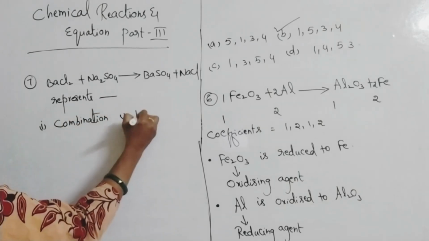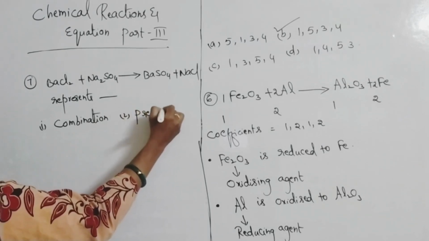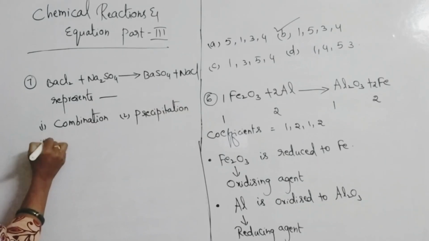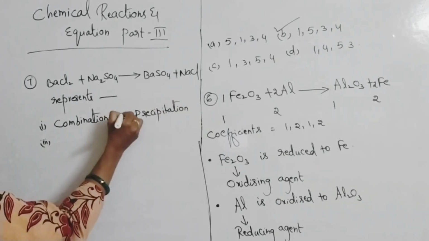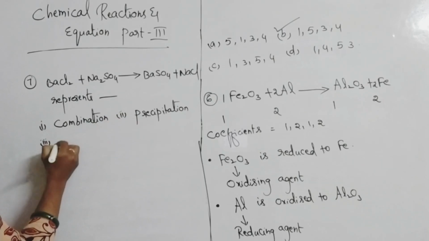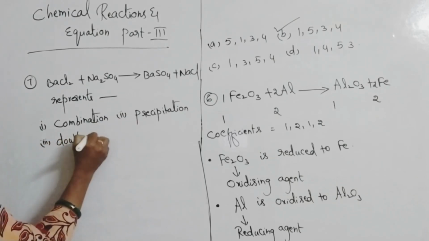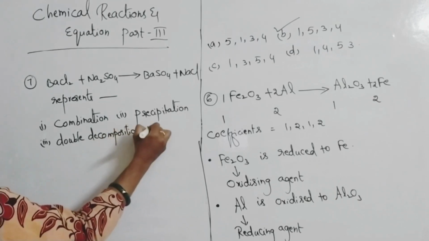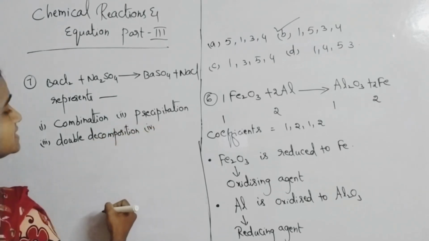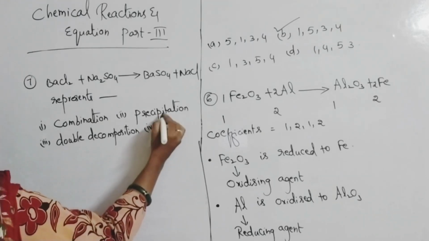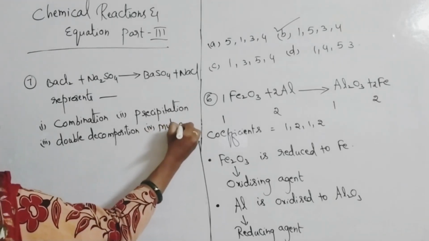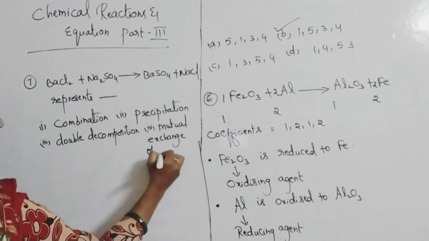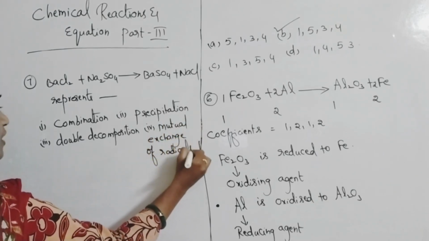Number 2, precipitation reaction. Number 3 is double decomposition reaction. And the fourth statement is mutual exchange of radicals. Like this, 4 statements are given to you, and below that the actual options are given.